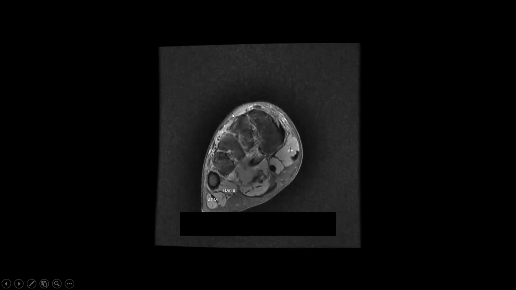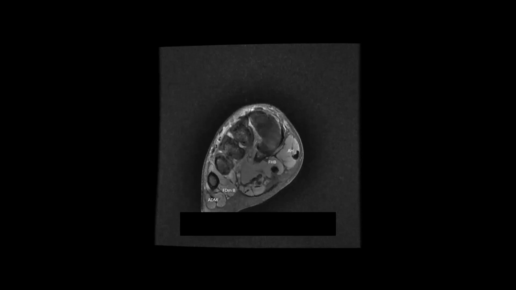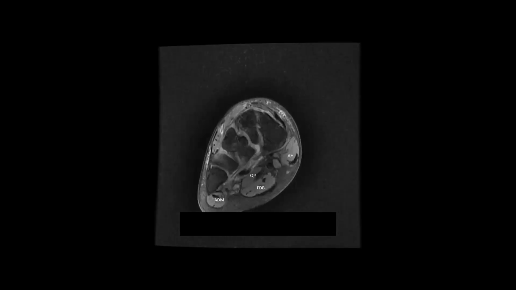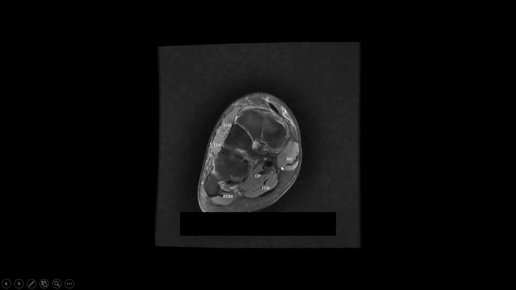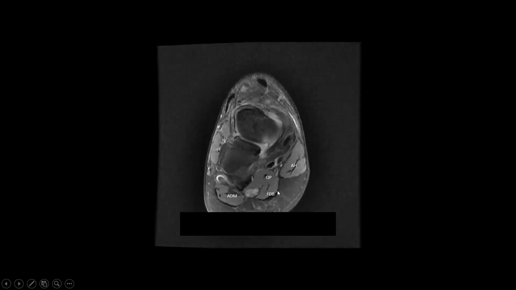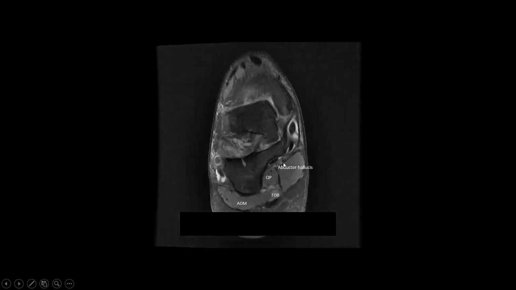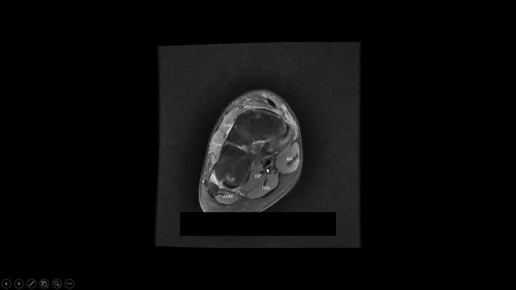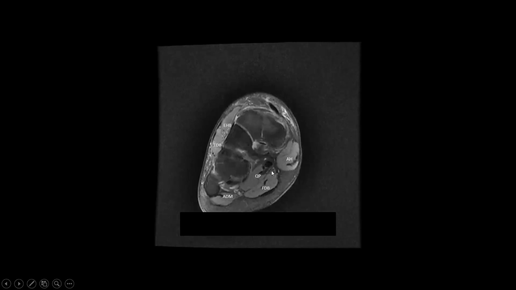Here we can see this is the peroneus longus tendon, which is attaching over the medial cuneiform and base of first metatarsal bone. We can also see another important area, that is crossing of the flexor hallucis longus and flexor digitorum longus, that is the knot of Henry over here.